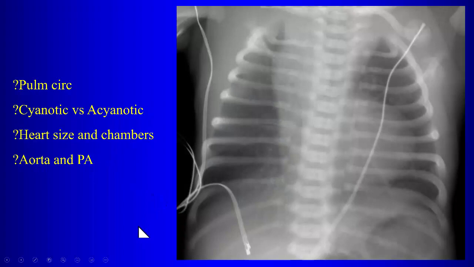Okay. This patient, pulmonary circulation decreased. The patient is cyanotic. What do you favor here and why? Heart size, by the way, normal or near normal, yes. So here you favor tetralogy, why? Boot-shaped heart and right-sided aortic arch.